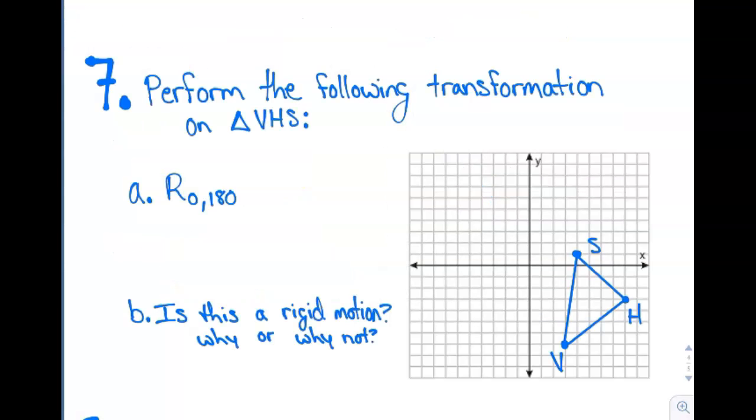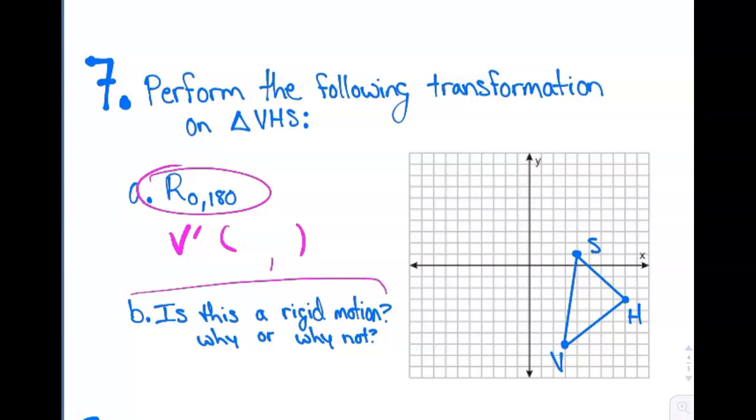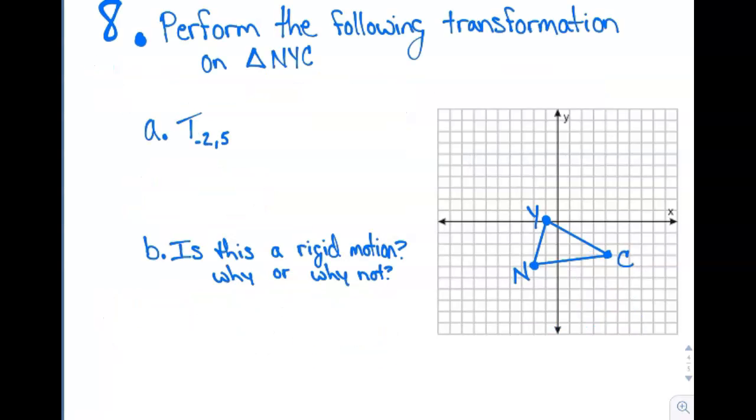Number 7, you're taking the triangle VHS and you're going to perform this rigid motion. Now you can do that several ways. You could put patty paper over it and use the trick where you are rotating it around the origin. 180 degrees is totally facing the other way. Or you could look up your rules for 180, or you could turn your paper. We did a lesson a week or two ago about 3 different methods to perform this rigid motion. So once you have that, I'm going to ask you where V prime is. So if you've rotated correctly, where is V prime? Question B, is your new triangle a rigid motion? Why or why not?